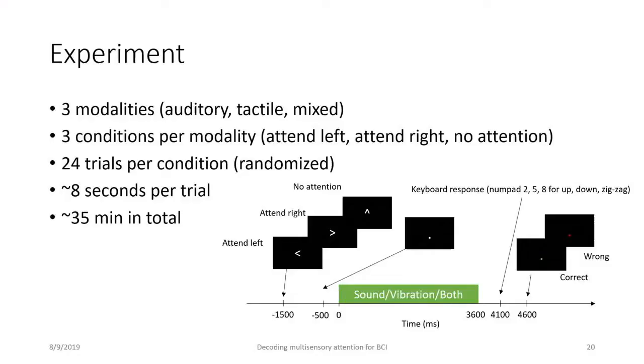For the overall experiment, we have three different modalities: auditory alone, tactile alone, or mixed. And we have three different conditions: attend left, attend right, or no attention. So we can do some three-way classification. We have 24 trials per condition, and the order of those is randomized. Each trial is 8 seconds, which gives us a total of around half an hour or even more.